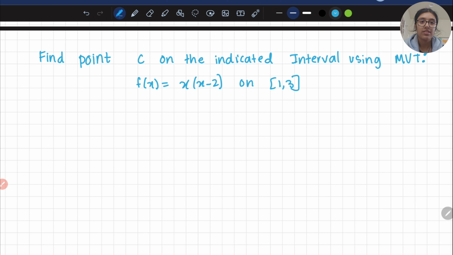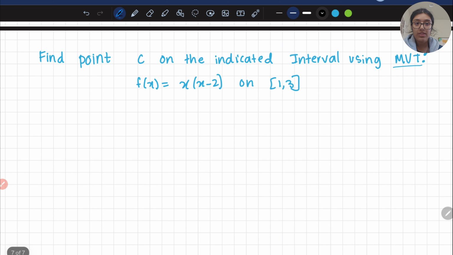Alright, so this is our first question. We're going to be dealing with the mean value theorem, and in a lot of the questions you're going to see mean value theorem abbreviated as MVT. So just know that you're going to be dealing with the mean value theorem. Now let's just dive into the question. Find point c on the indicated interval using MVT. f of x is equal to x times x minus 2 on 1, 3 inclusive.